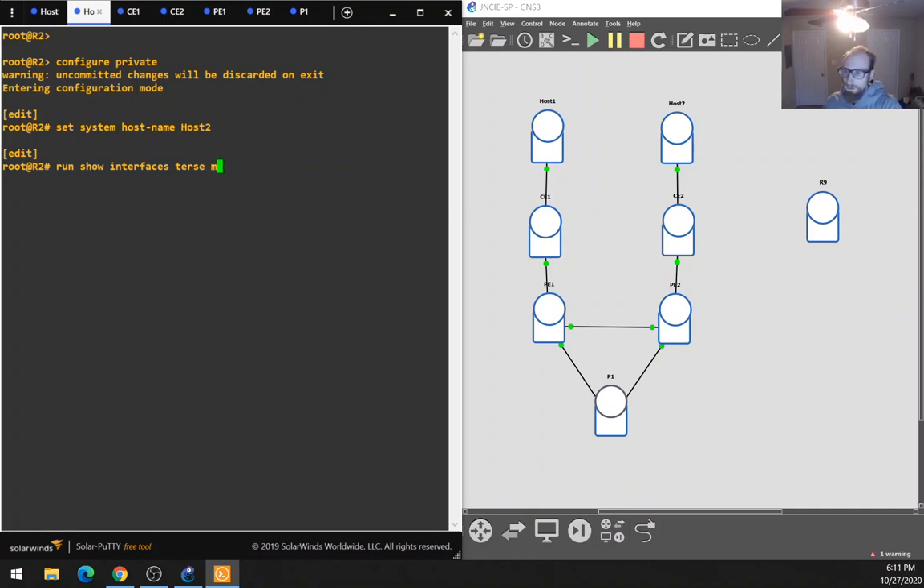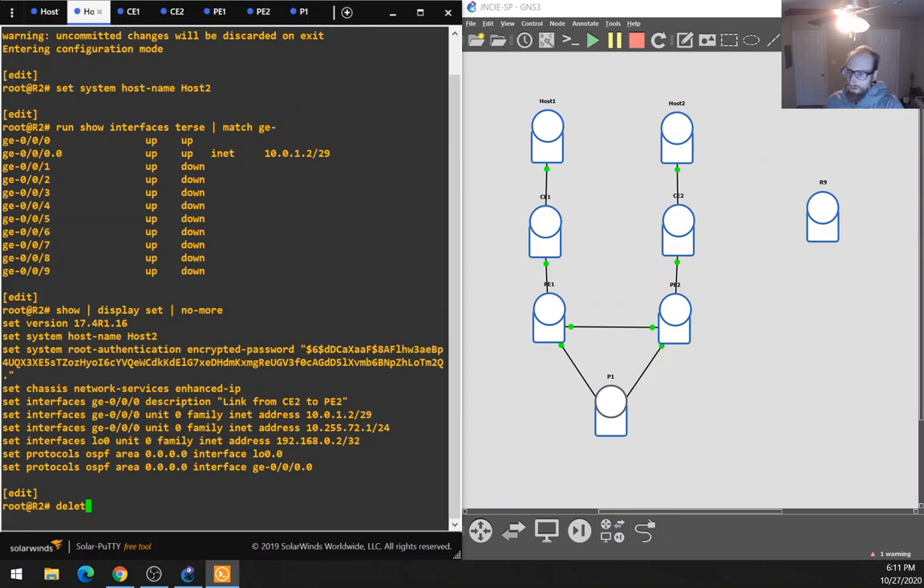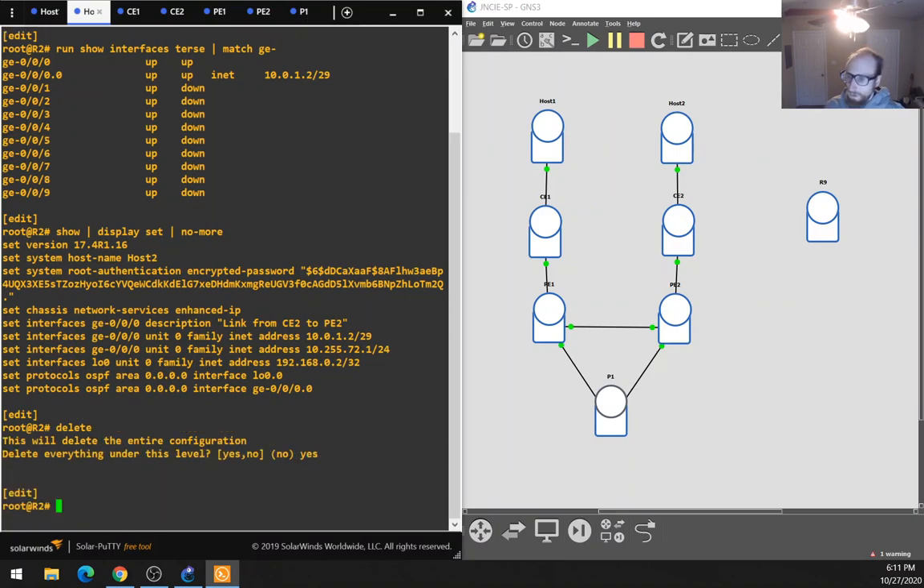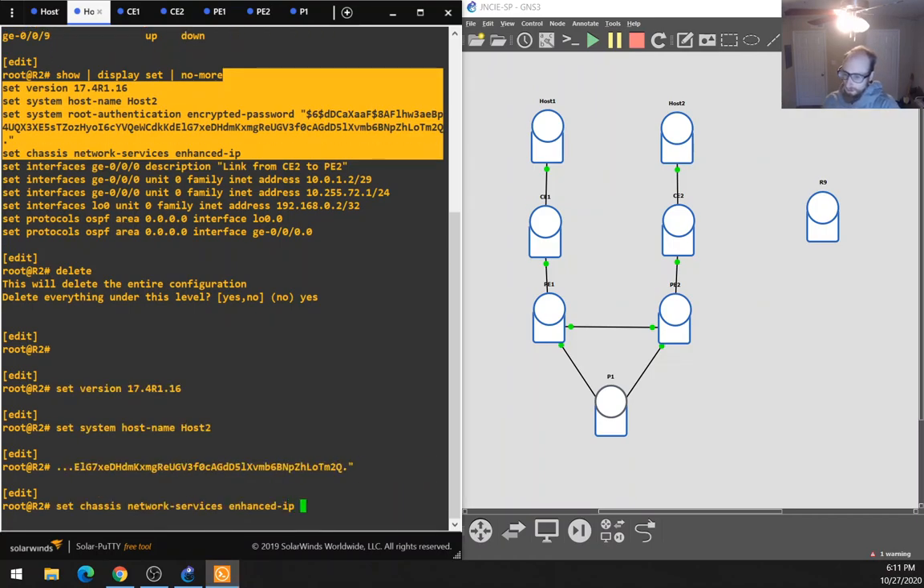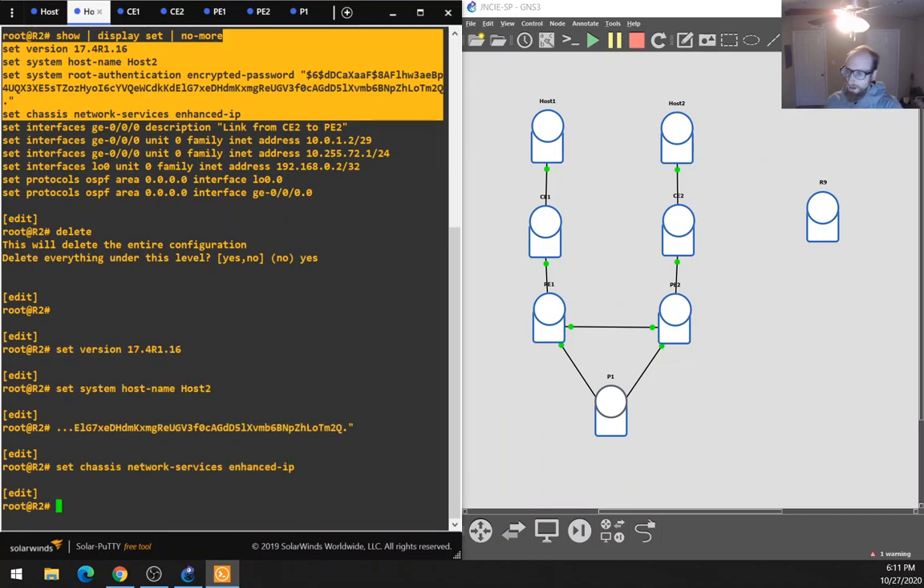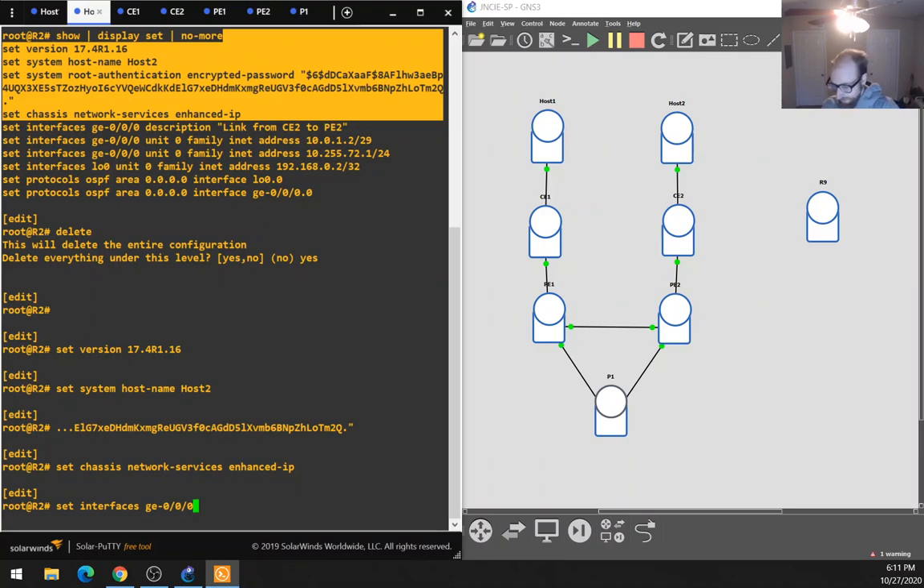Oh, so this already has an IP on it somehow. Okay, so it's left over from the last one. We'll clear this off. Okay, and then add this back, and then set interfaces. And I believe it was 0, yep. 0 description to CE2.